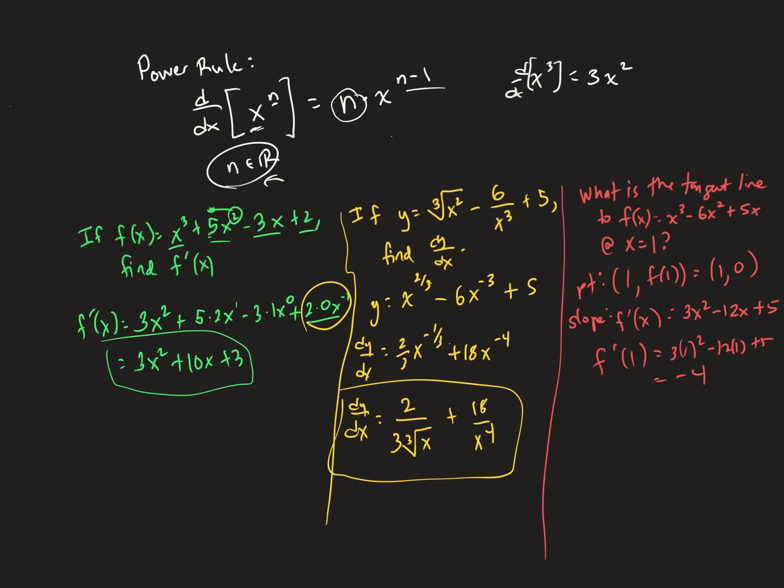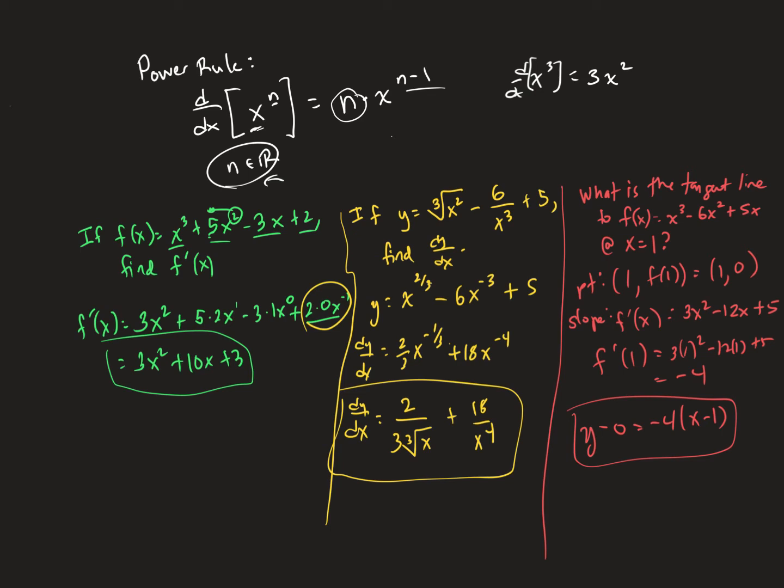So that means my point is (1, 0), my slope is negative 4. I can write this in point-slope form, or if I wanted to, I could write it in another form, whatever floats your boat. But that's the slope of my tangent line. Sorry, that is my tangent line.